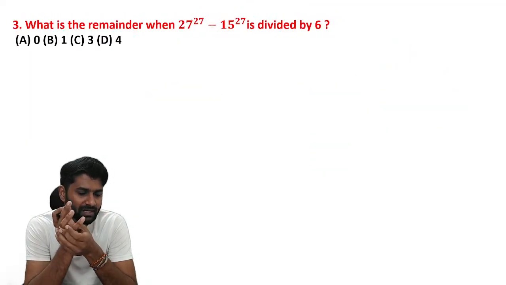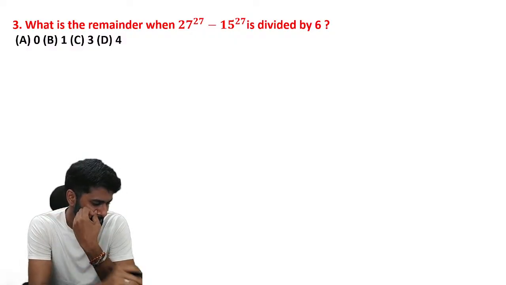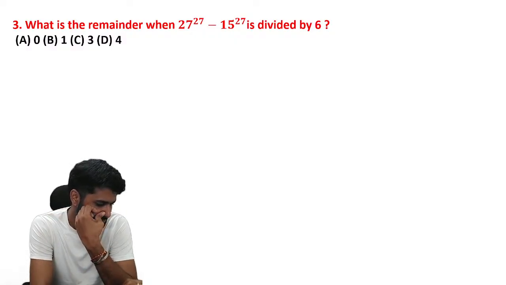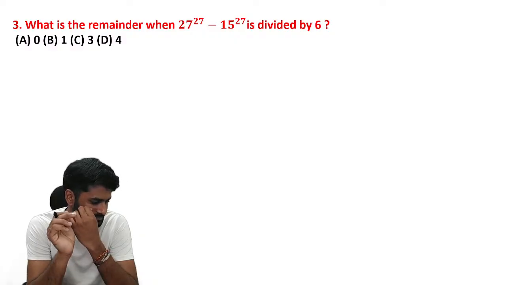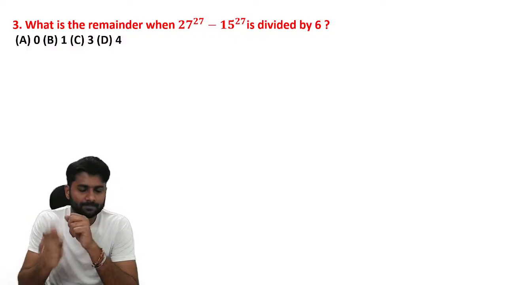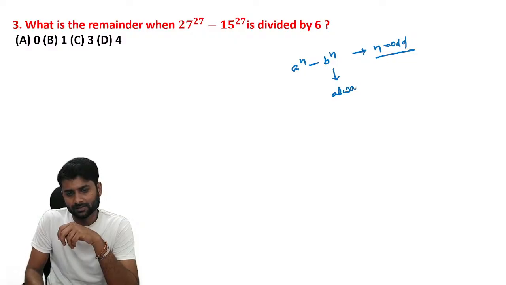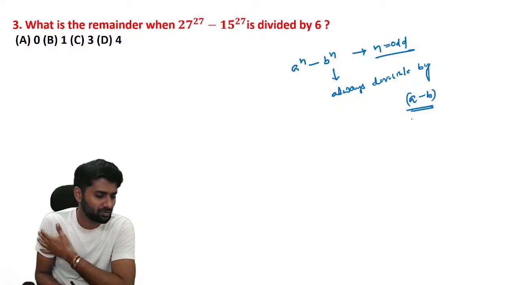Try this question. What is the remainder when 27 power 27 minus 15 power 27 is divided by 6? What is the remainder? Now see, a power n minus b power n, if n is an odd number, it is always divisible by a minus b.